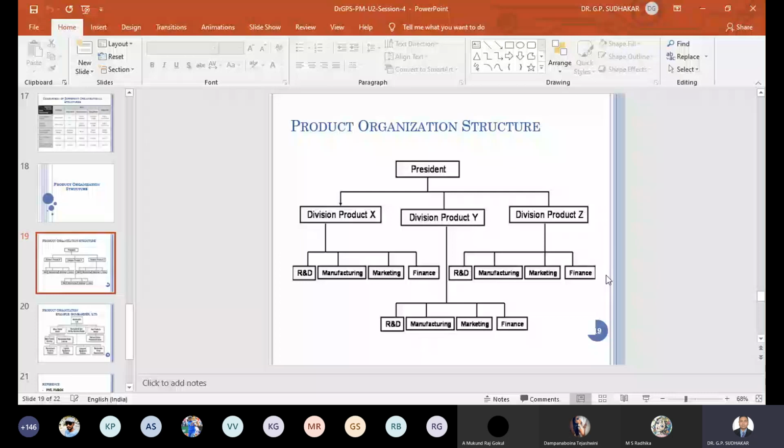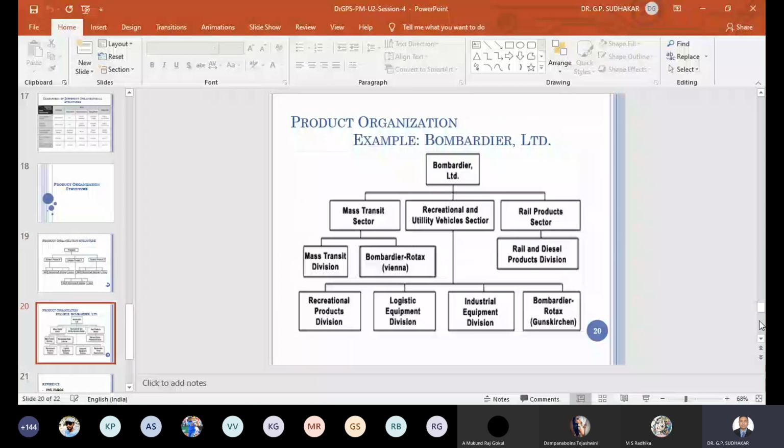Another one is John Deere. John Deere is also one of the tractor manufacturing companies, right? They have agricultural products and utility products, right? So like this, organization structures will be there. I have given one more example of a product oriented organization structure, so just go through it. They are into mass transit and railway products also, they develop. Right, this is one of the examples of a product oriented organization structure.